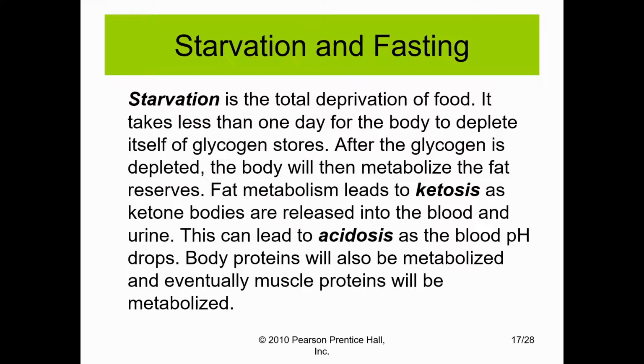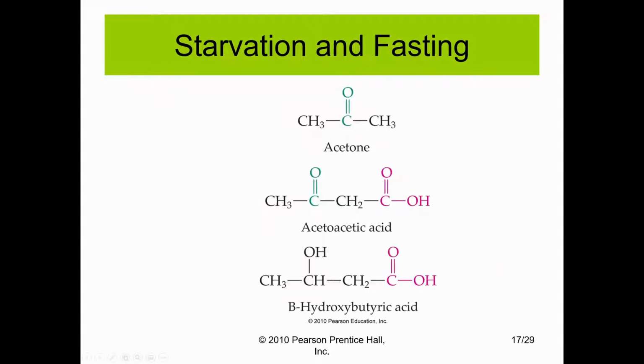This leads to the body changing into a state of ketosis, as ketone bodies are released into the blood and urine. These are the byproducts of breaking down the fat. As ketosis occurs, acidosis can also occur because the blood pH level will drop. In this slide, we're looking at several of the ketone byproducts that occur during starvation and fasting.